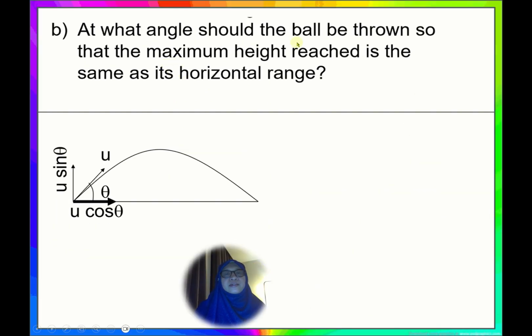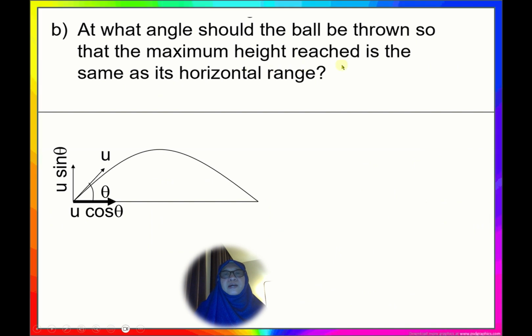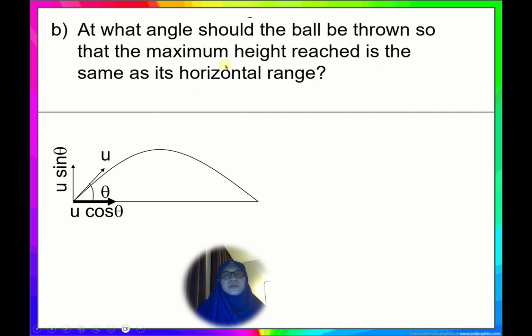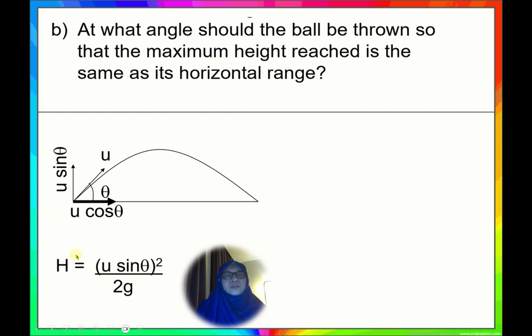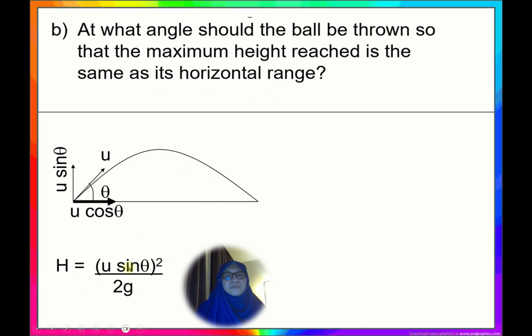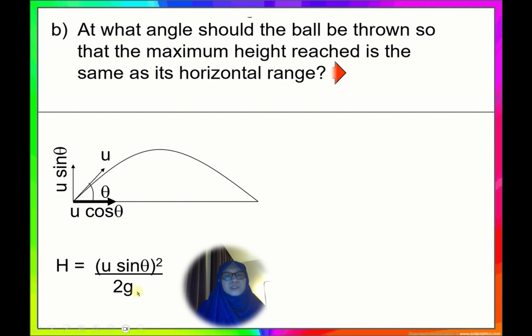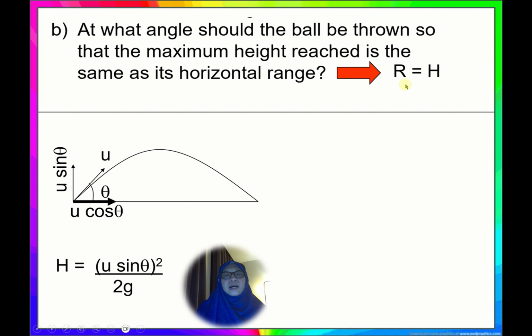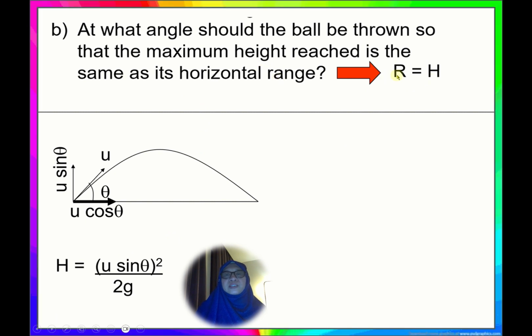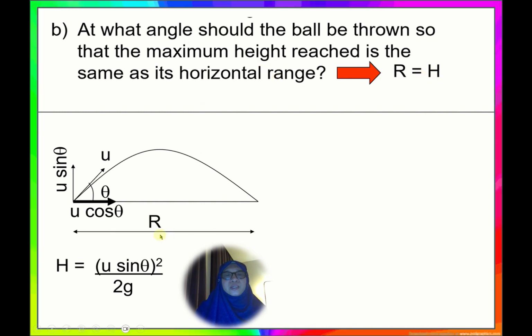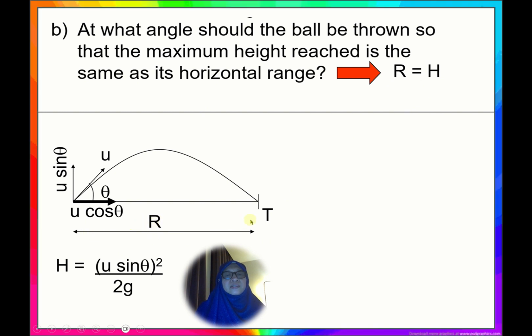At what angle should the ball be thrown so that the maximum height reached is the same as its horizontal range? So now the question said that the maximum height is the same as the horizontal range. So the maximum height, just now we got (u sine theta) squared over 2g. So the h here equals the horizontal range r, right? Horizontal range is r. So they are equal. This is mentioned in the question, r equals h. So we equate them. For r, we can use the horizontal component because r is horizontal.